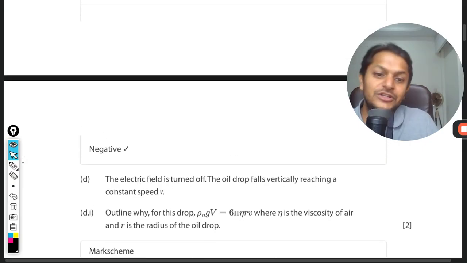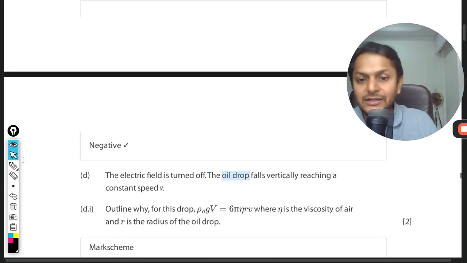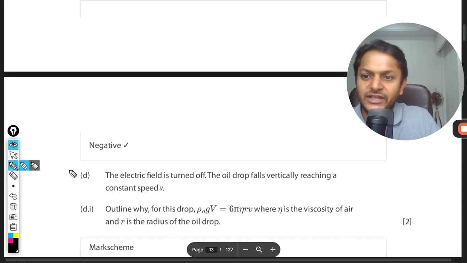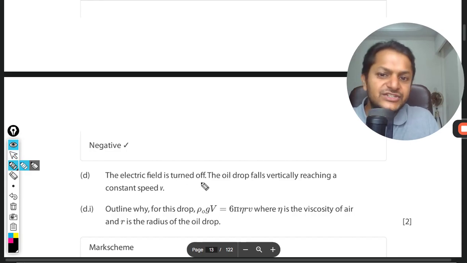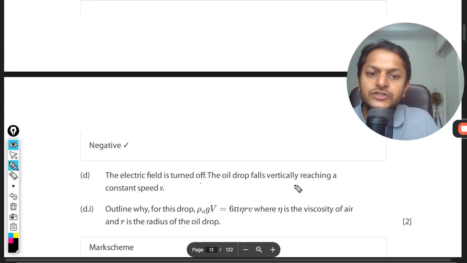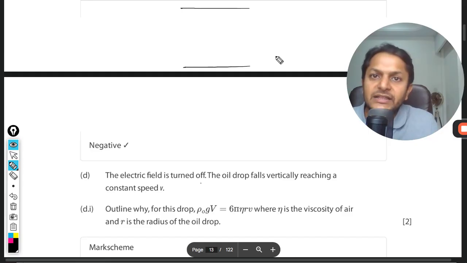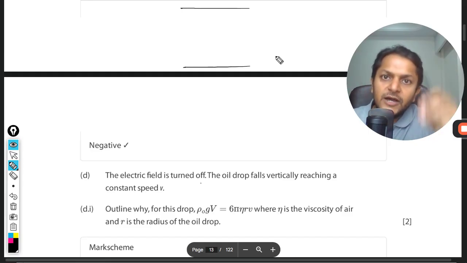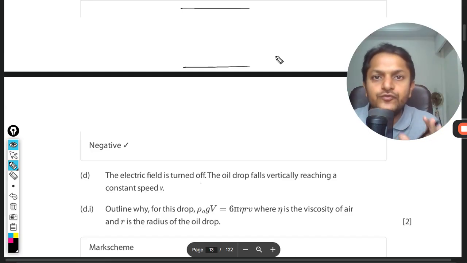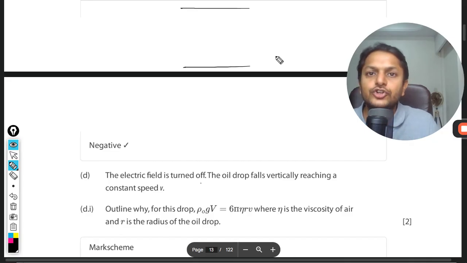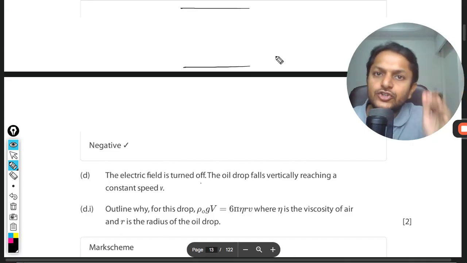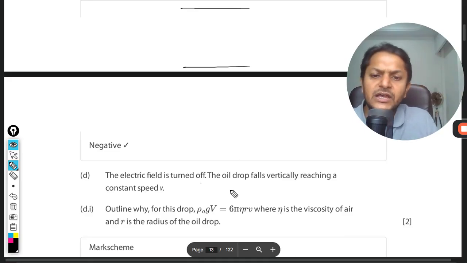Okay, so the question is very long. Let's discuss what is there in part D. The electric field is turned off. Now there is no electric field that we're considering. The oil drop falls vertically, reaching a constant speed v. We're just imagining that the gap between the two plates is very large, so do not imagine that by that time the drop will be falling on the negative plate. We are not considering that situation. The drop is always falling, and it is not falling on the plate anytime.